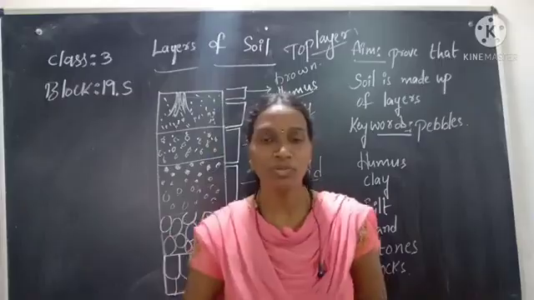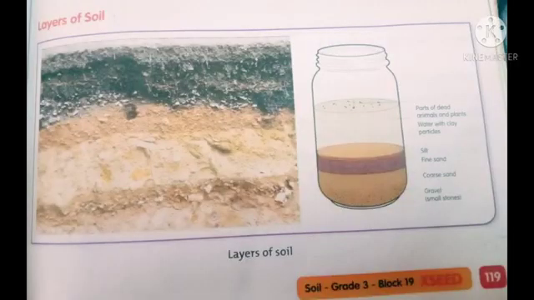Okay children, thank you. Now you can open your content book. See here, layers of soil. The first layer is parts of dead animals and plants with clay particles. That is humus. The second layer is silt. The third layer is brown in color, that is fine sand. The fourth layer is coarse sand. And the last one is gravel, means small stones. You can see that clearly in the picture also, right children?